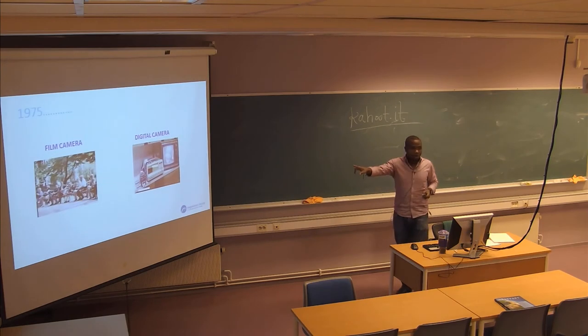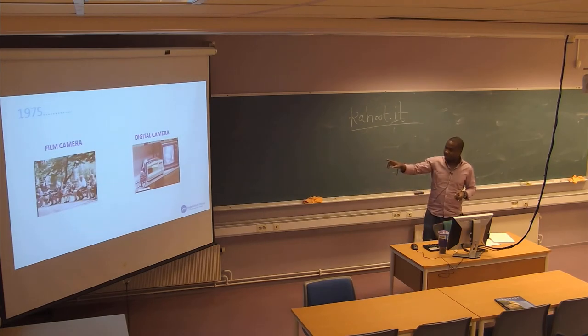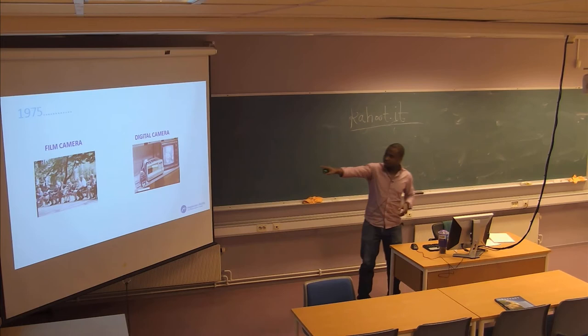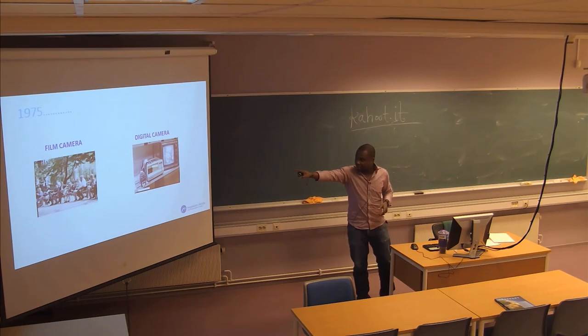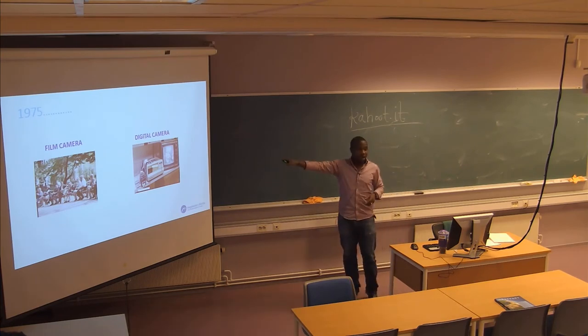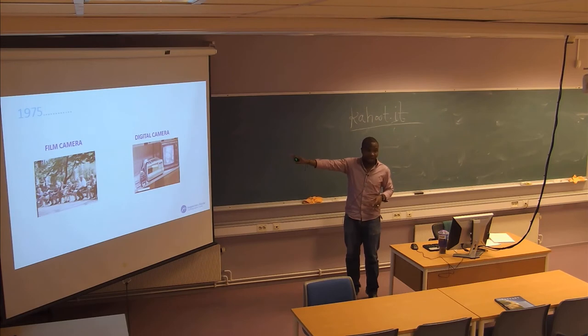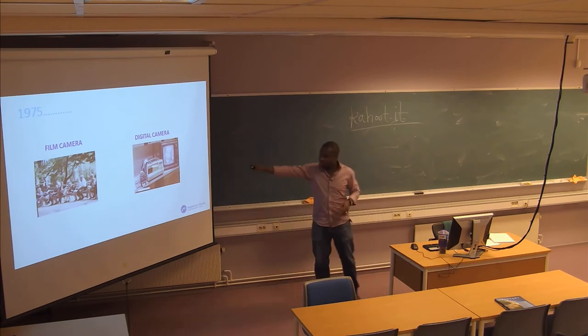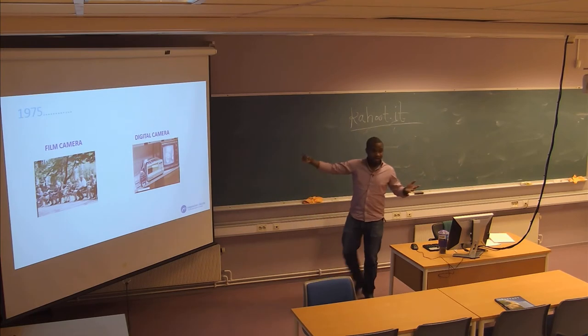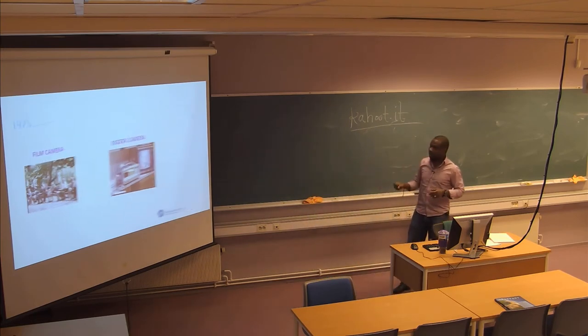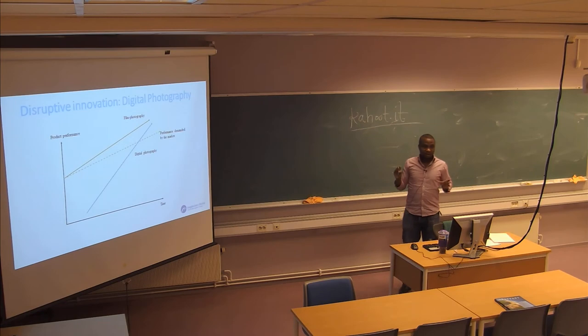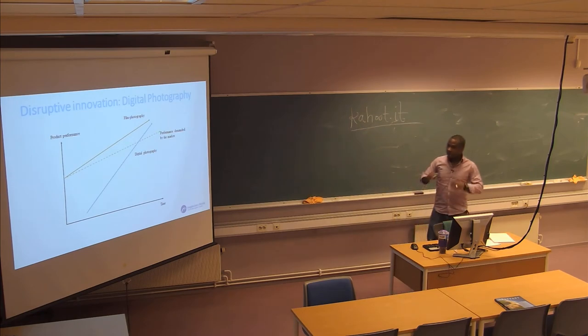And this is the quality of the pictures in 1975. This is what a film camera produced in 1975, and this is what a digital camera could give you in 1975. No one would like to have this, because that picture has a better quality than this one. Isn't it? However, as Christensen says, over time, disruptive technologies improve tremendously.